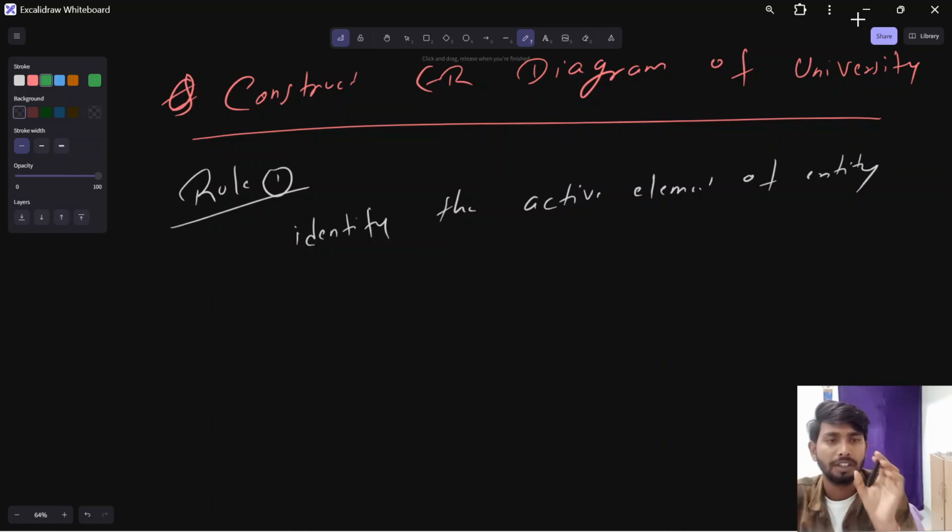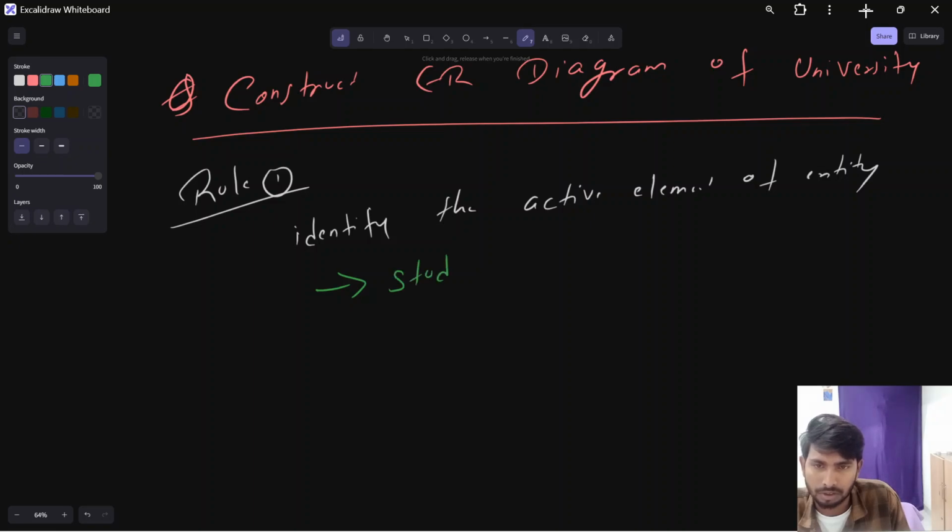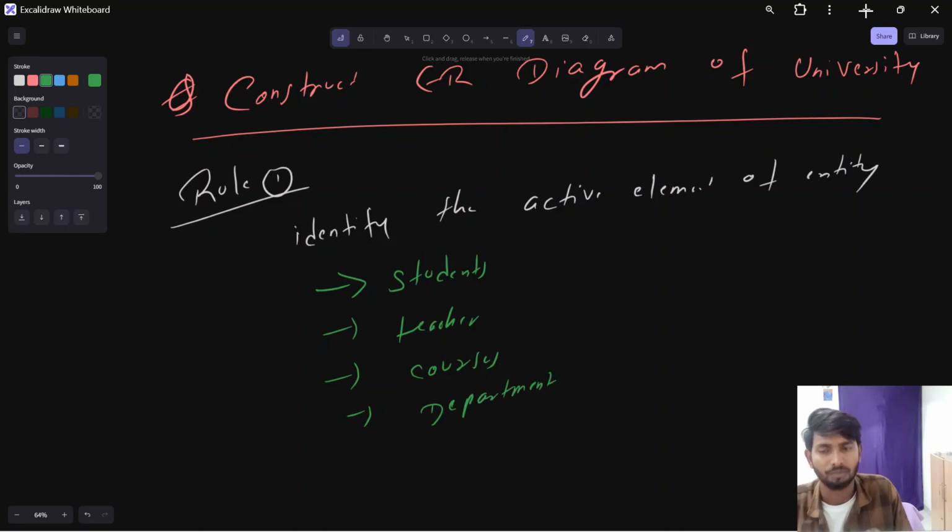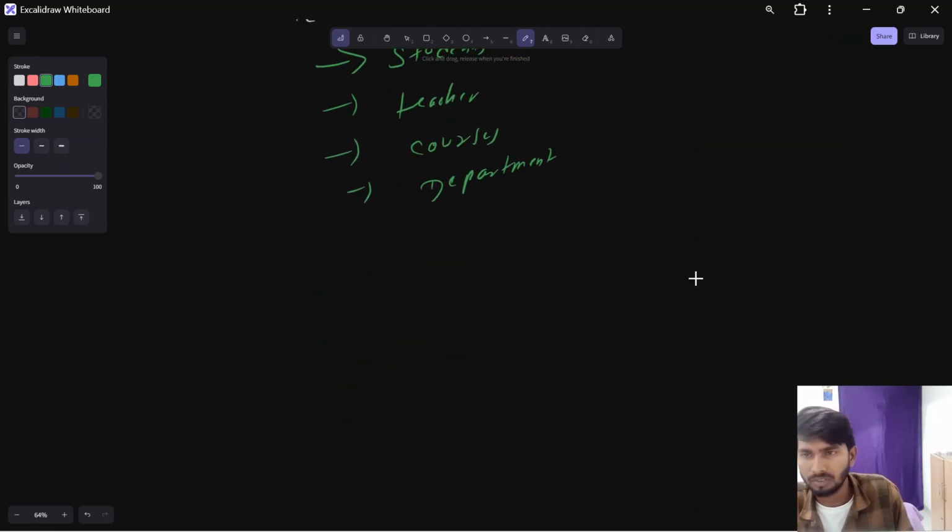Now, in university, what is the active element? In university, we have some students, some courses, teachers, some departments like that. So right here, something like students first, teacher. There are some courses and there is some department also. Okay, let's say four active elements of the entities. After that we have the second thing.